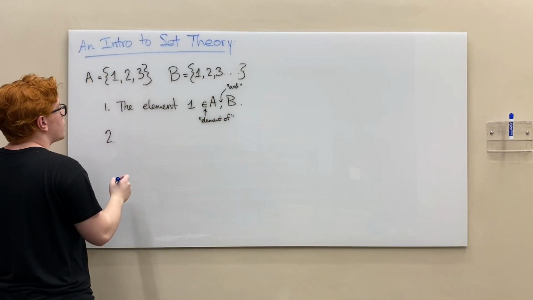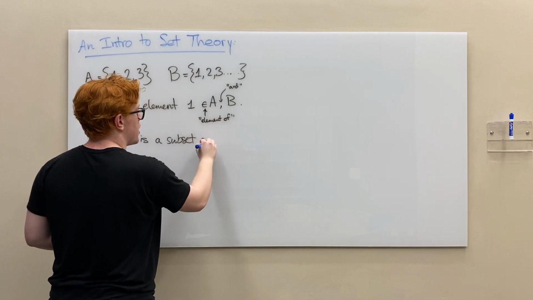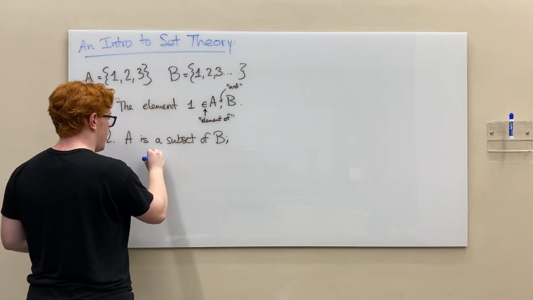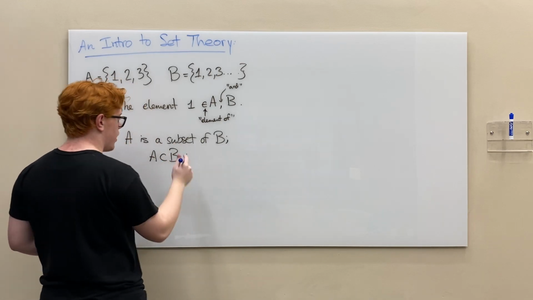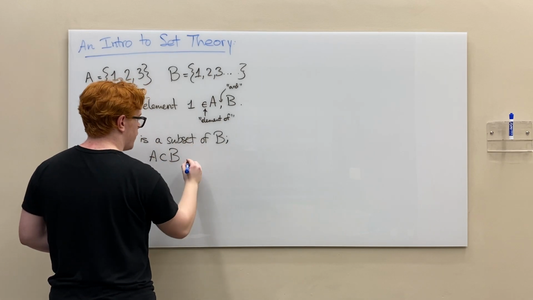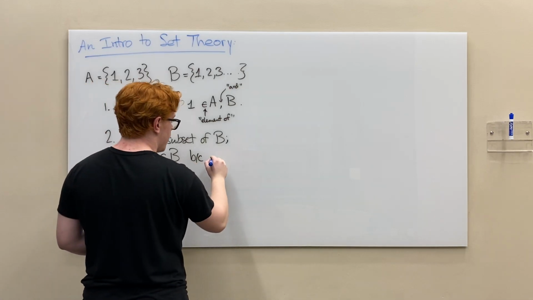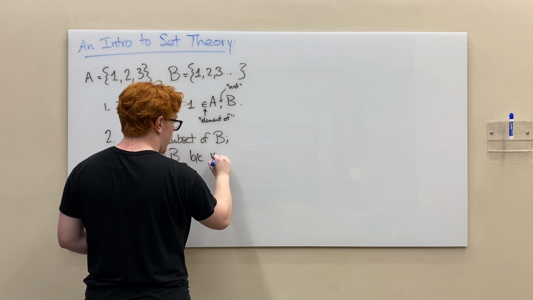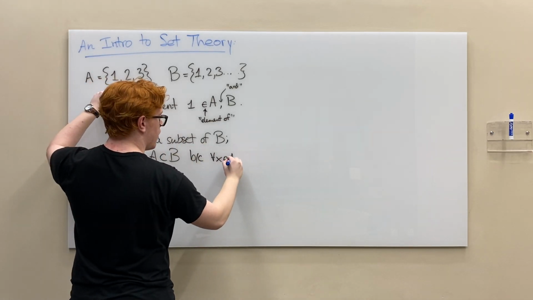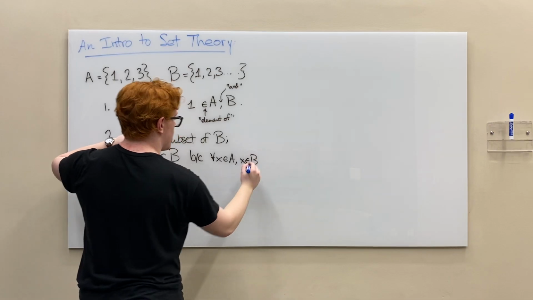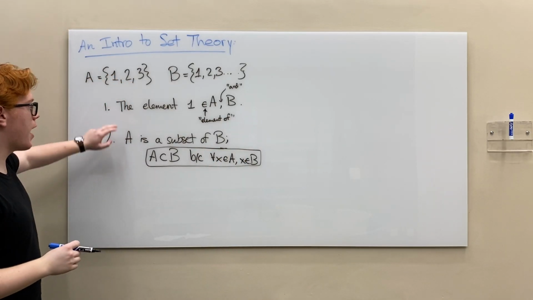Let's see here. We can say that A is a subset of B. And we can also define this as, here we go, A is a subset of B because, for all x that are elements of A, so all of the elements that are in A, they're also in B. And so this is the definition of subset. Okay, so we have those two.